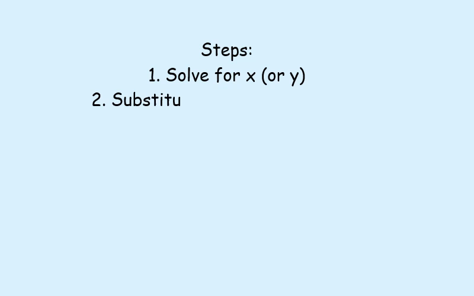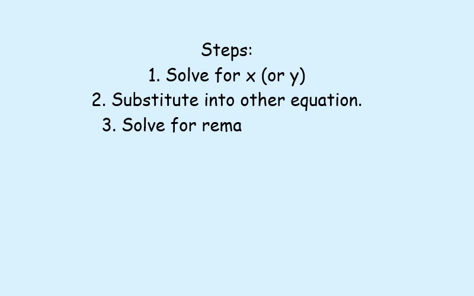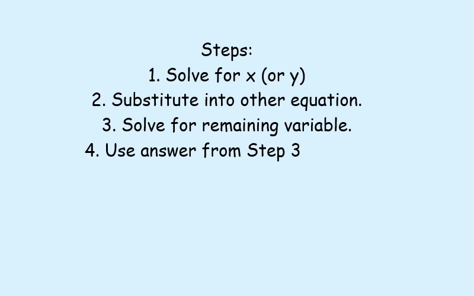So the steps that we've been following: step 1, solve for x or y, whichever one has a coefficient of 1. Step 2, substitute that solution into another equation. Step 3, distribute and solve for the only variable that's now in the equation. Step 4, use the answer from step 3 to solve for the final variable, and then you're done. That's it.